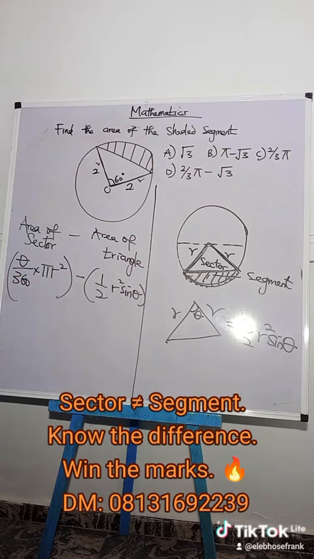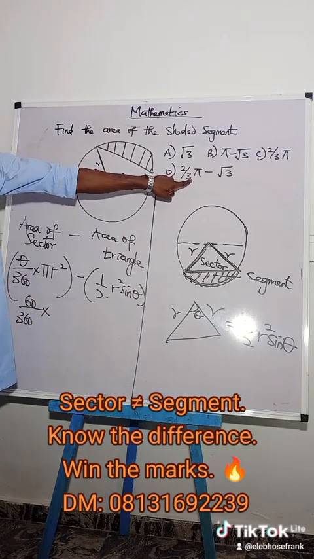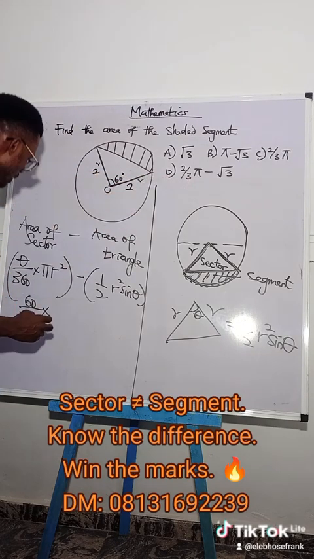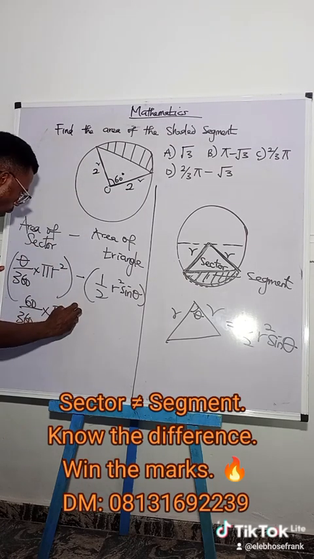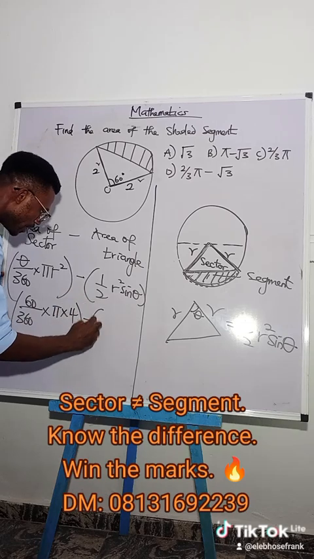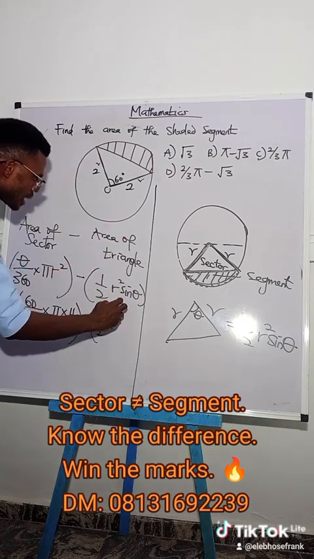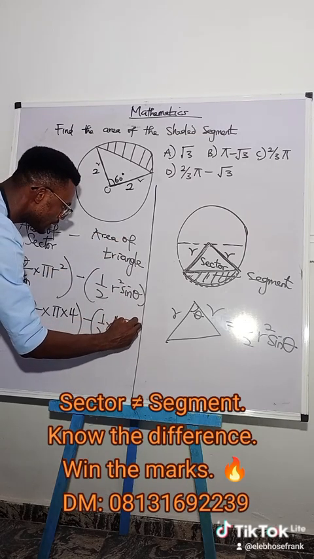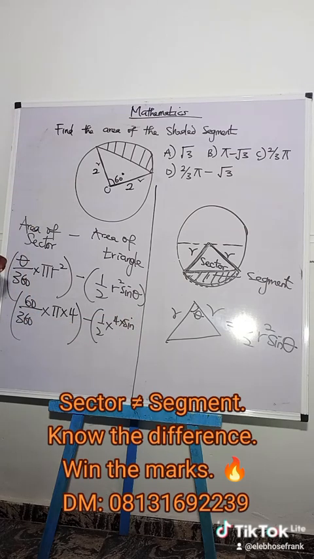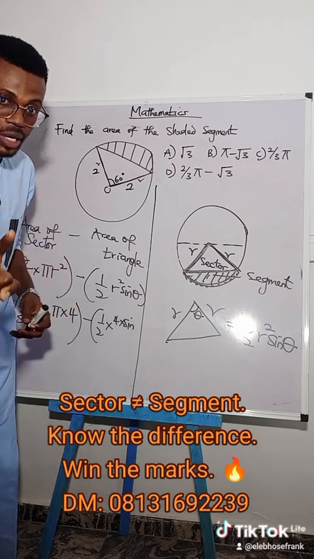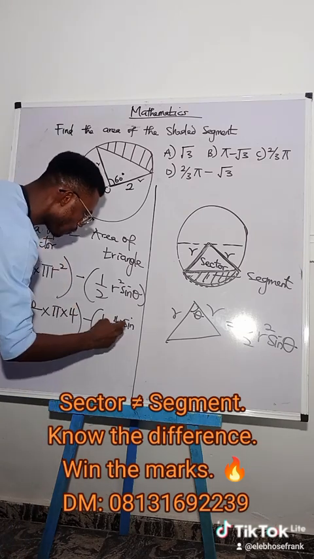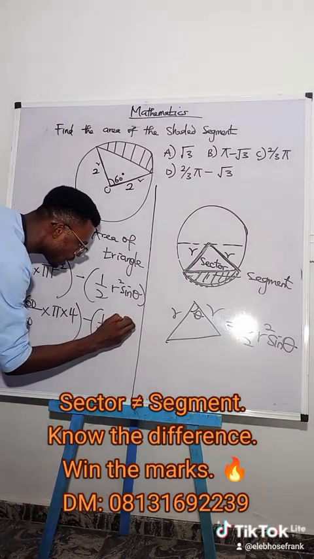So what is my theta? 60 degrees. So 60 over 360 times pi times r squared, and we're solving in terms of pi because the options are in terms of pi. What is r? 2. 2 squared is 4. Minus half times r squared, that's 4, times sine theta. What is theta? 60. What is sine 60? Remember, this is a past exam question. Sine 60 is root 3 over 2. I taught you how to look for that before.